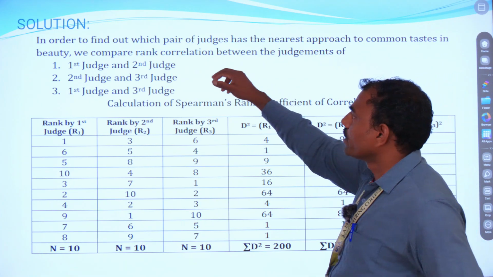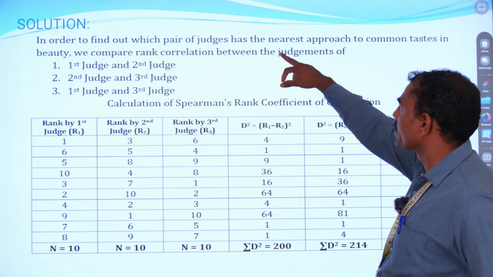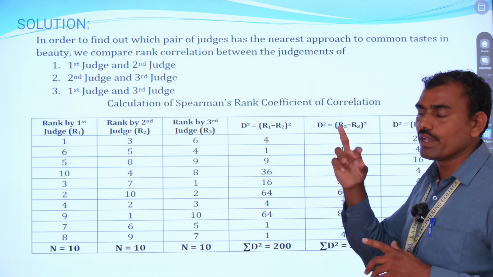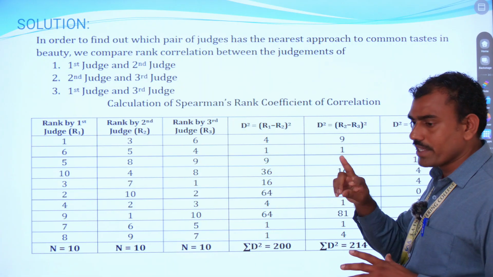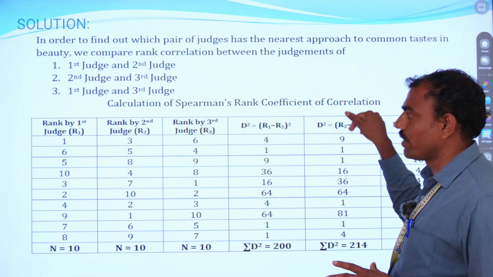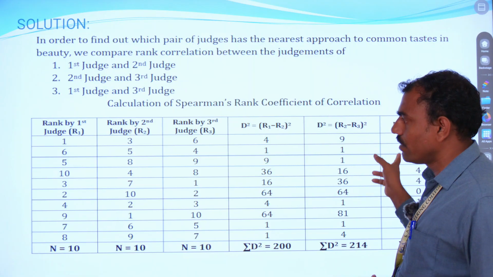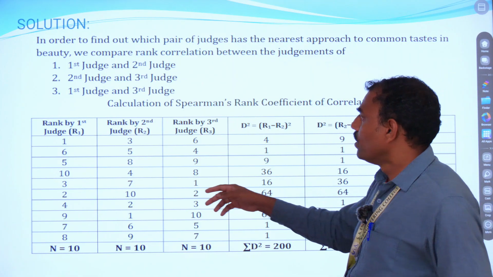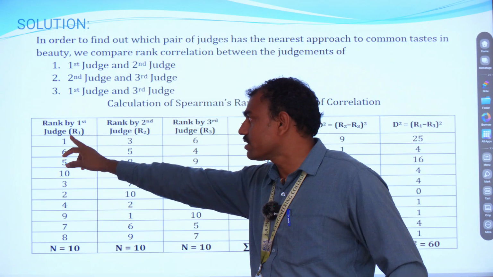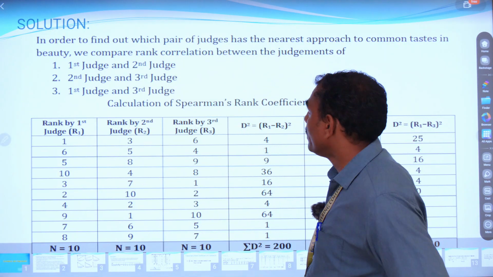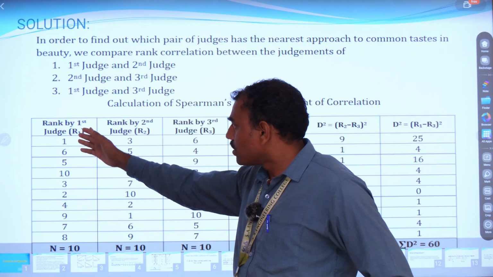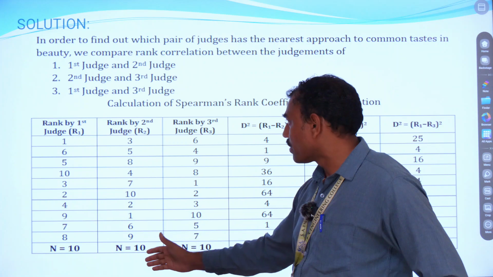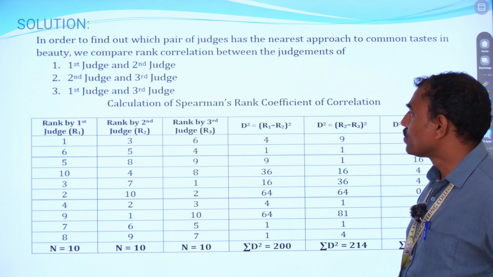In order to find out which pair of judges has the nearest approach, as in the previous problem with 2 examinations, 2 ranks are found. Here 3 judges are given, and each has given a rank. The first judge's ranks are in the first column, the second judge's in the second, and the third judge's in the third.